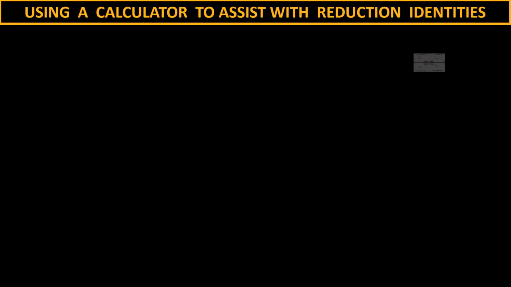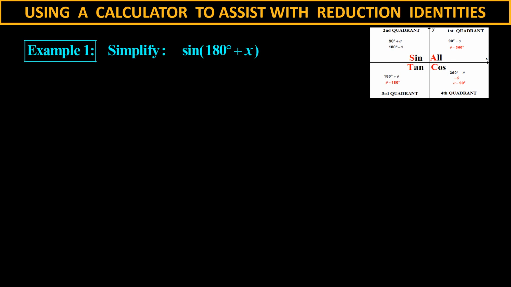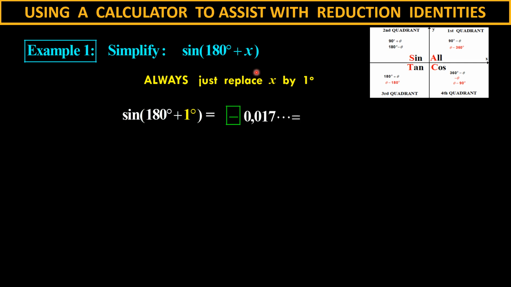I want to show you how you can actually use your scientific calculator without using this diagram here, to simplify expressions like, for example, sine of 180 degrees plus x. Here x is a variable, and the easiest variable value that you can use is 1 degree. So always just make x a 1. That's the simplest number to use. You enter in your calculator sine bracket 180 plus 1, close the bracket, equals, and that's your output.